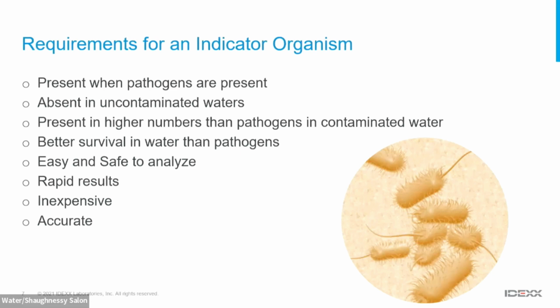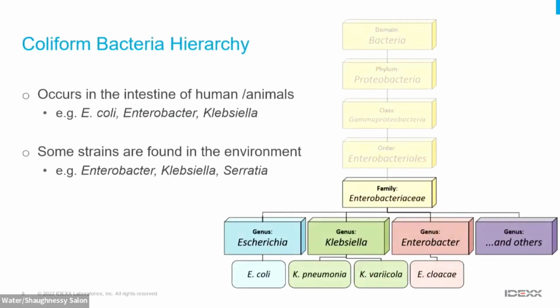Okay. So when we talk about indicator organisms, the ones that we tend to hear about the most are coliforms. Coliforms are a group of bacteria that have certain characteristics, and they all belong to the family Enterobacteriaceae, for those who maybe remember their high school biology class. Basically, there are different genera that fall within this family that fall into that coliform group. Not everybody in these groups are coliforms, but certain ones.